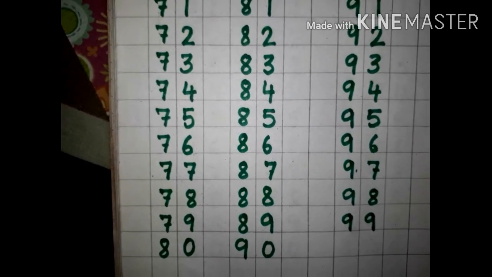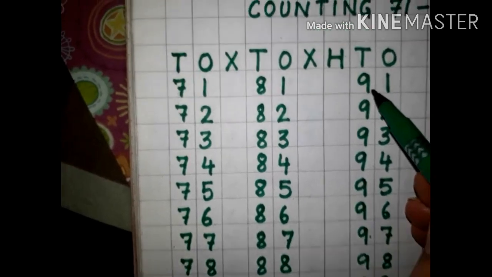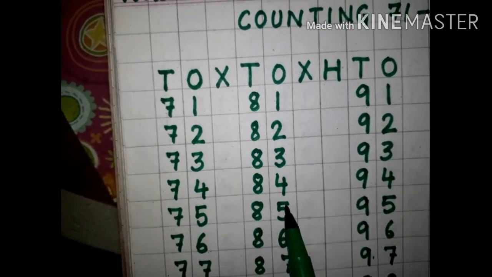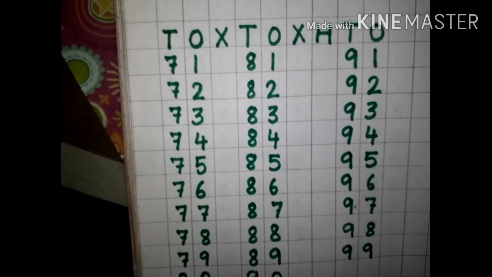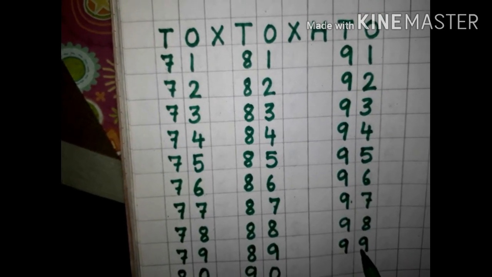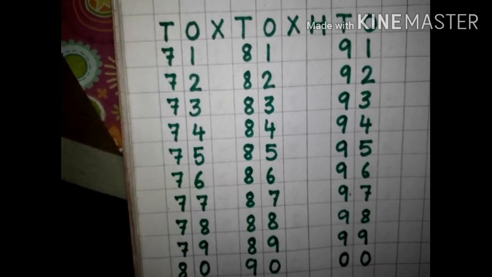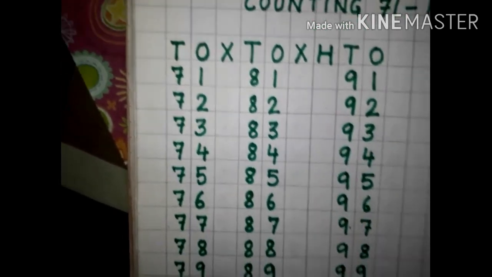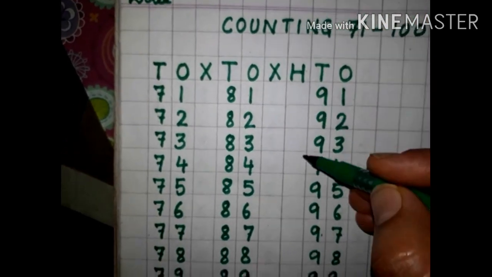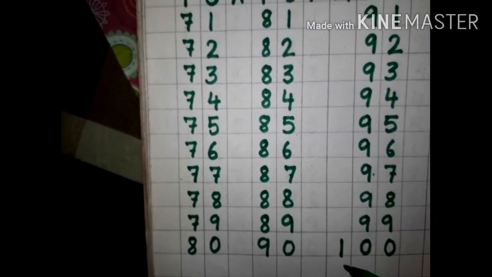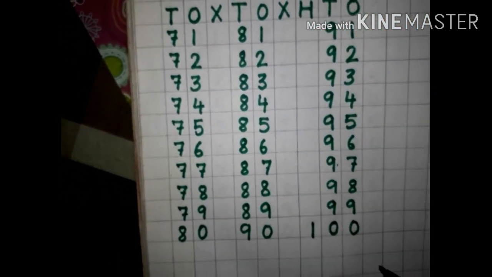See, till 99 there are only two digits. In every line there are only two digits. But after 99, for 100, we need one more place. In 100 there are three digits. See, 0, 0 and 1. This is number 100. So 1 will come under the hundreds place. Okay. So today our counting 71 to 100 is finished.